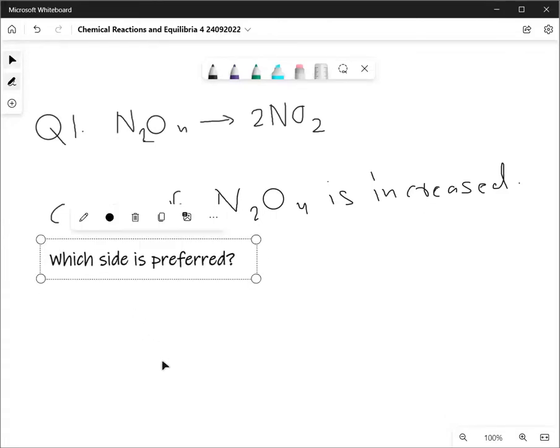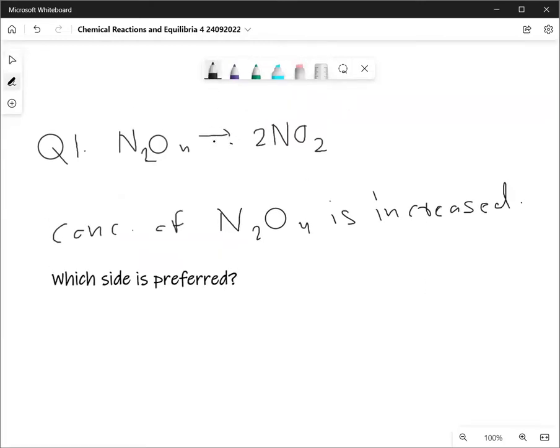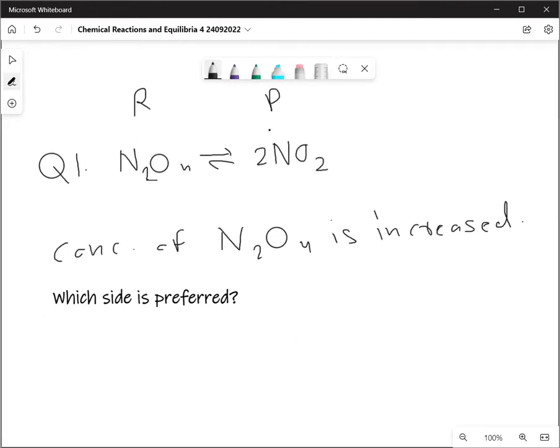Sir, which is the product side? It's always the right one. Product is always right. It's like this, reactant and product. Niranjana, answer this question. The product side is favored. Okay, the answer is the product side.